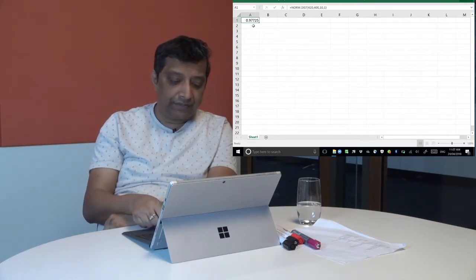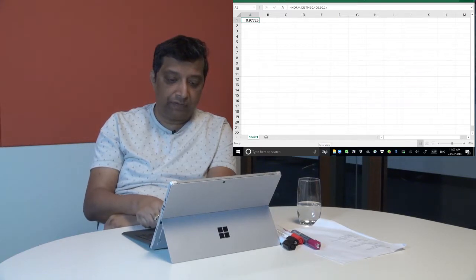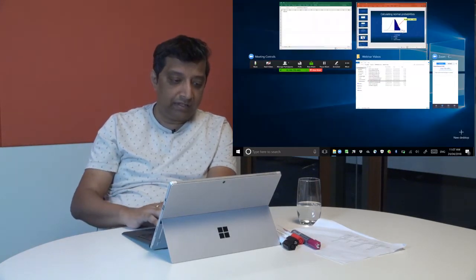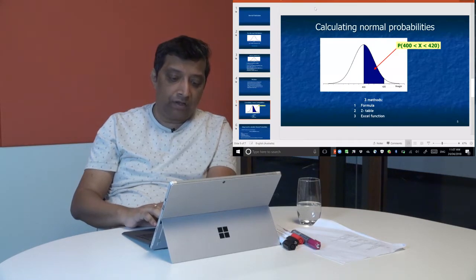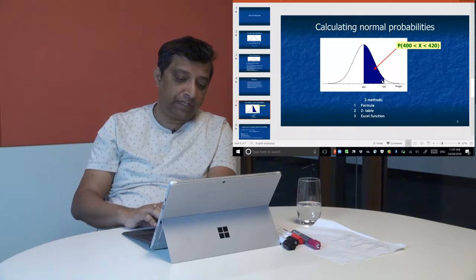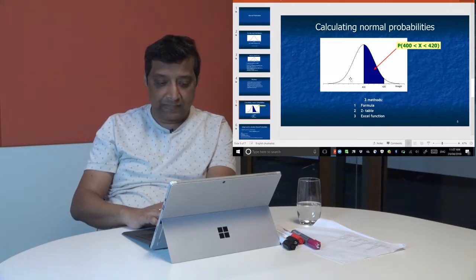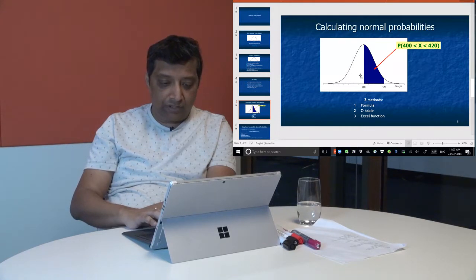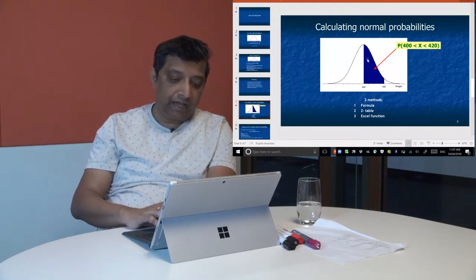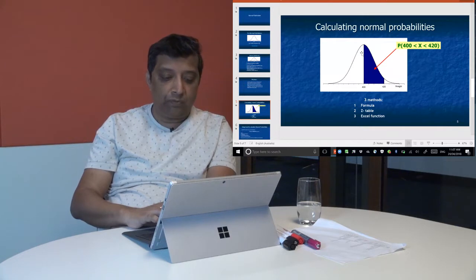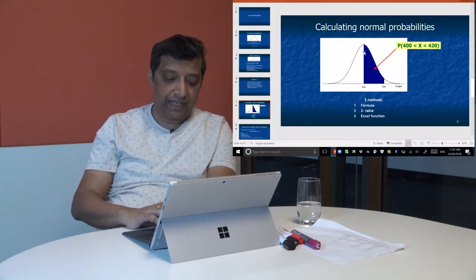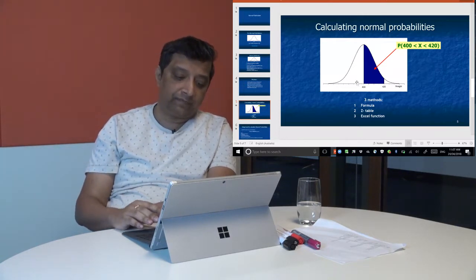However, you have been asked to find the chance of getting a can between 400 and 420. What we got just now is the chance of cans weighing less than 420, which means all the area on the left-hand side of 420. But you only want this blue area, not all the area. So you have to take out the white portion from here, which is the chance of cans weighing less than 400.